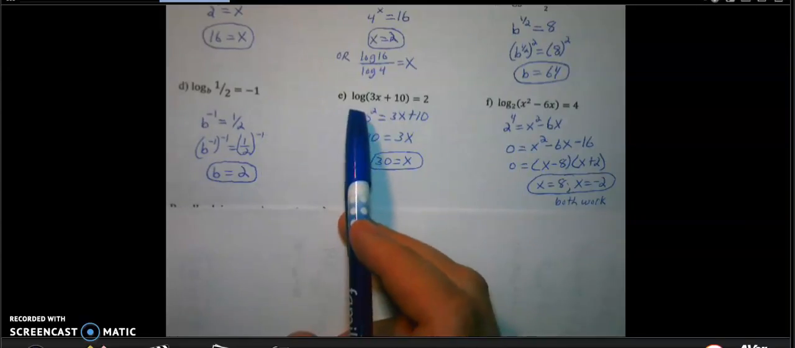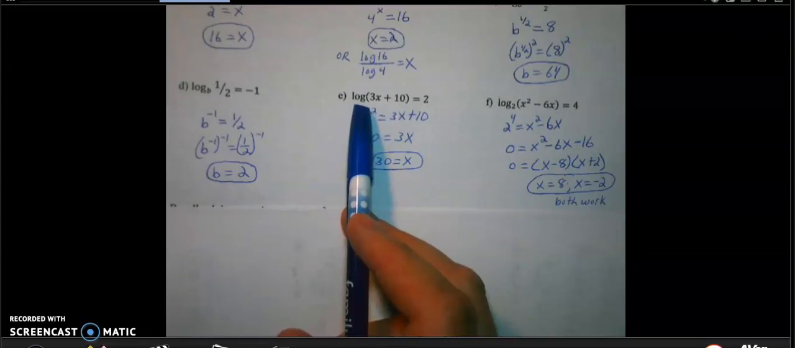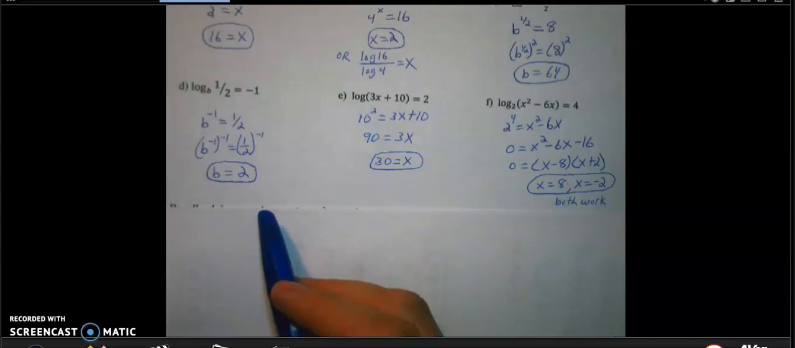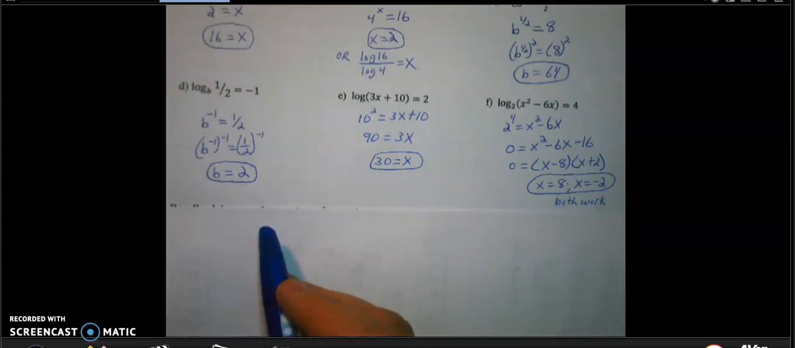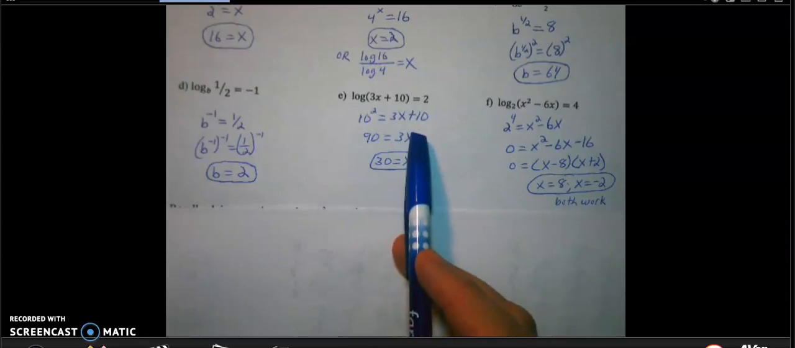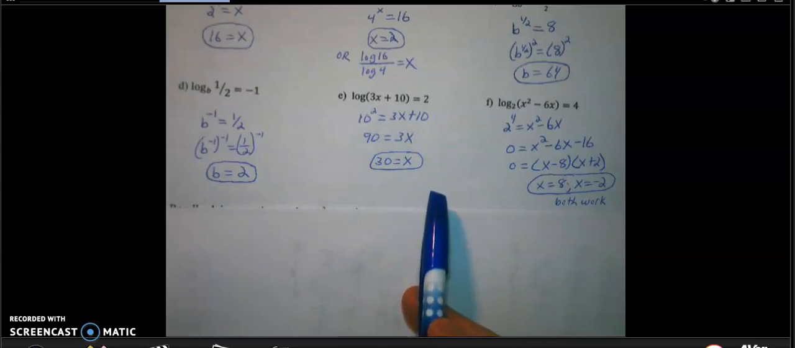In part E, remember that when there's no base written next to the log, then it's assumed that the base is 10. So 10 to the second equals 3x plus 10. You go through and solve that. Now I skipped a step there. 10 squared is 100, and then subtract 10 to give you 90.